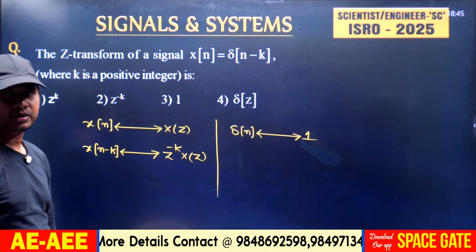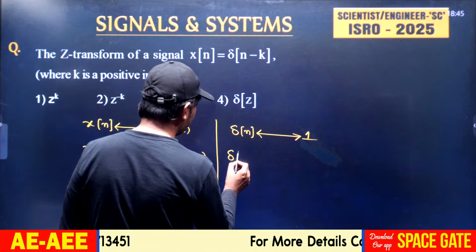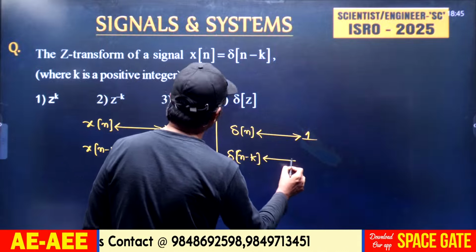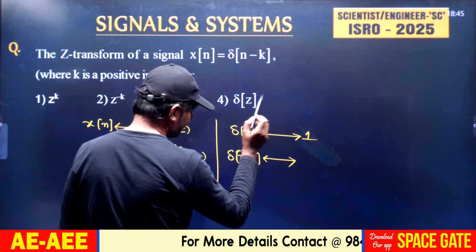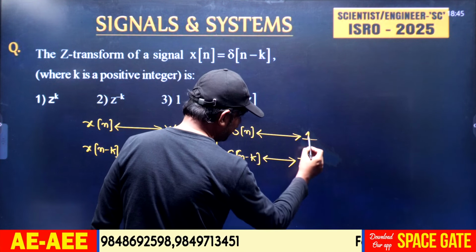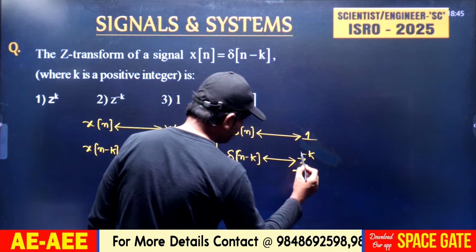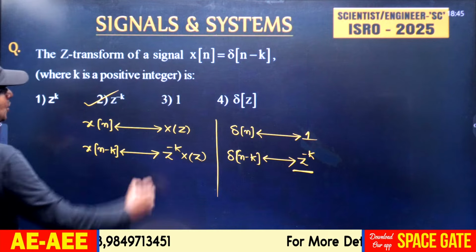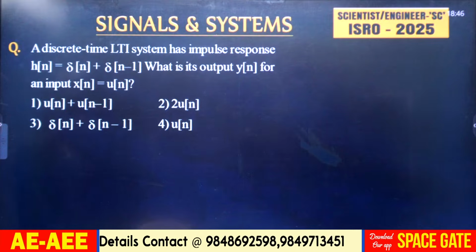The Z transform of the discrete time unit impulse del of n is 1. Now he is asking for del of n minus k. Simply apply the property, and he said that k is a positive integer, right? So the transform of x of n minus k is z power minus k multiplied with x of z, which is anyway 1. So this must be your answer, z power minus k. Among the options you can select option 2 as the answer. Very simple question, right?